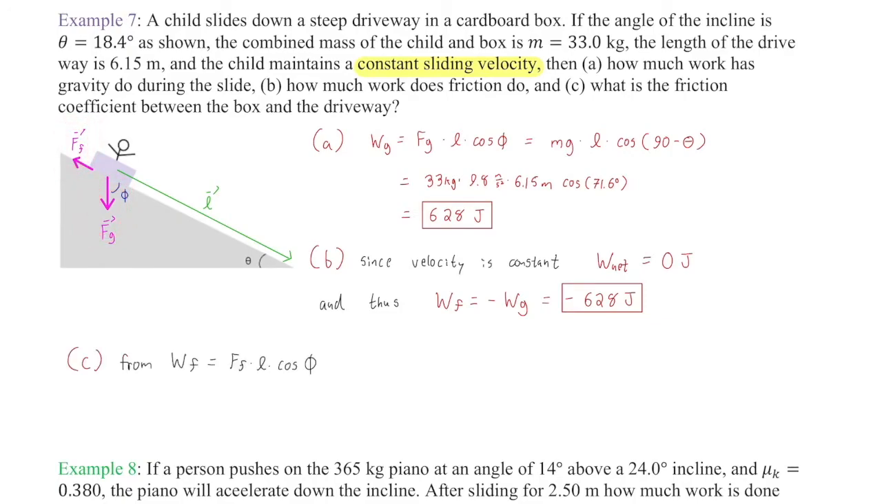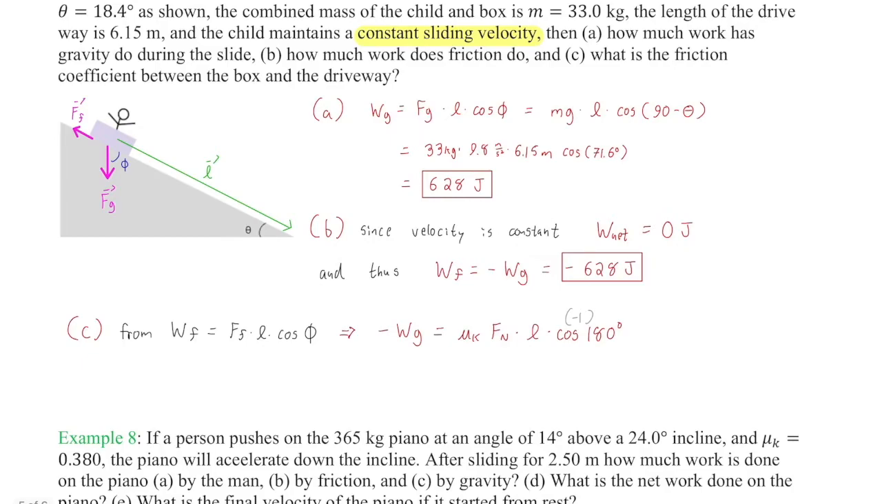All right, and then finally, what is the friction coefficient between the box and the driveway? A question I ask quite a bit. And so then we're just going to set this up. From the fact that the work done by friction is the friction force times L times cosine of phi, and phi here is not the same phi. It's the phi that's relative to the friction force. So it would be this phi here. I clearly show that the phi regarding the friction force is 180. I guess I could have called it a different letter, like beta or something, but I used the same letter for it. But we can quickly see that it is 180 degrees. Cosine of 180 is negative 1.